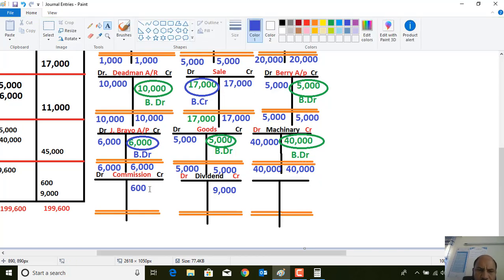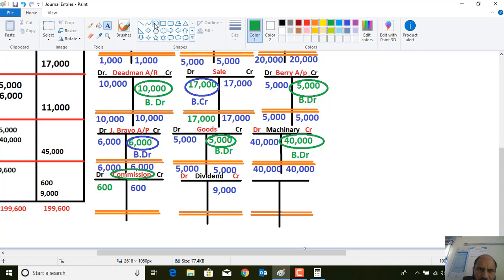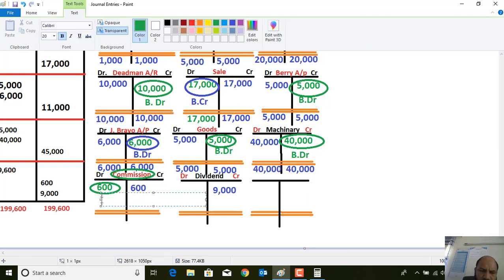The last one is the commission. This is the commission account. The commission ledger has a lack of 600 rupees. So we will write down at the debit side 600. We will put this 600 into a circle, and we will write down here that it is a balance of credit record. When we add both the sides, it is equal to 600 rupees, and its credit side is also equal to 600 rupees. So both the debit side and credit side were equal to 600 rupees.